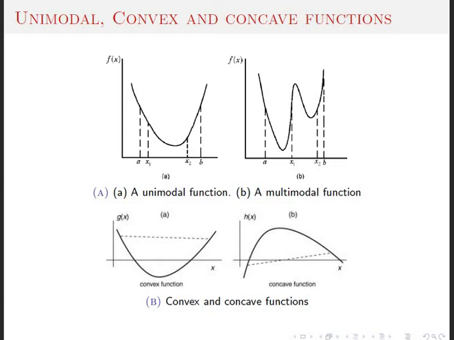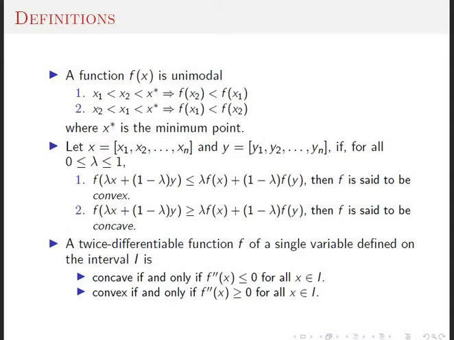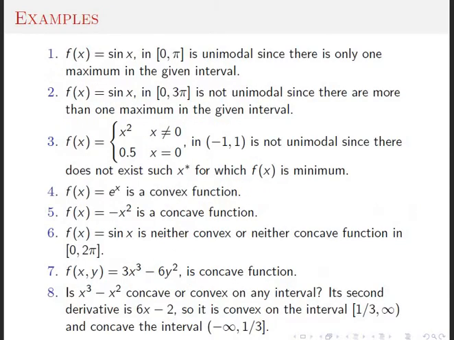Clearly, you can see that in the convex function, the line segment joining two points on the graph lies above the graph at any point, while in the concave function, no line segment joining two points on the graph lies above the graph at any point. If the function is twice differentiable, then it is concave if and only if its double derivative is negative. Otherwise, it's convex.